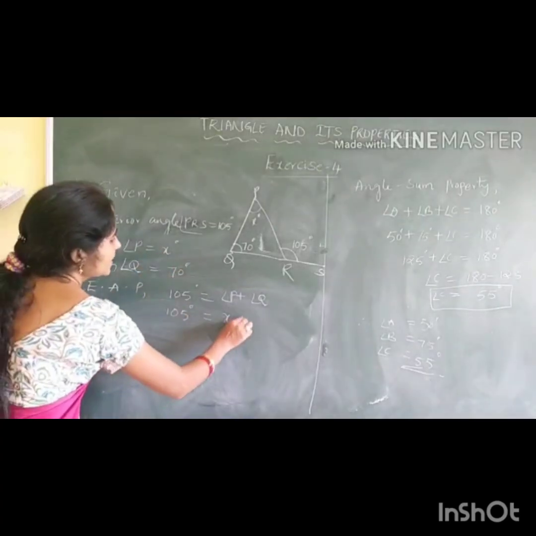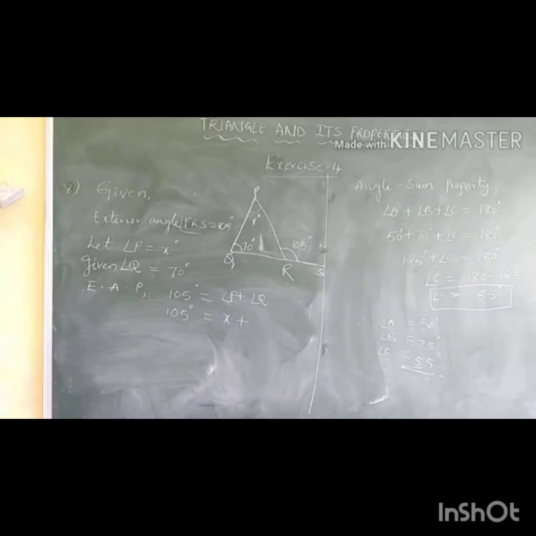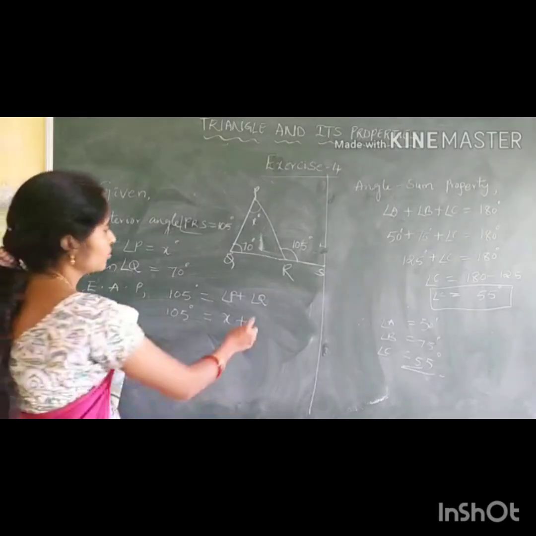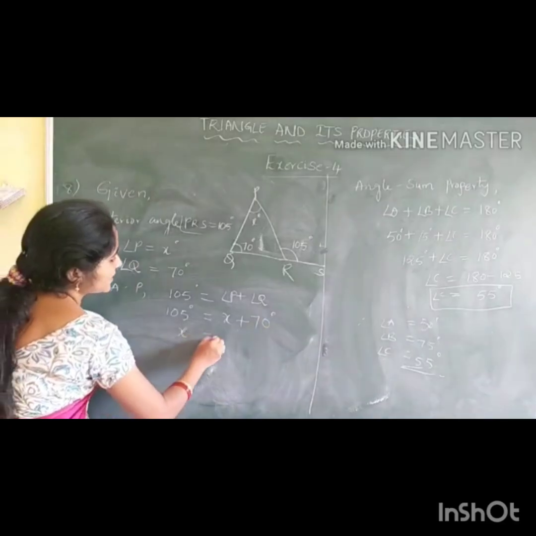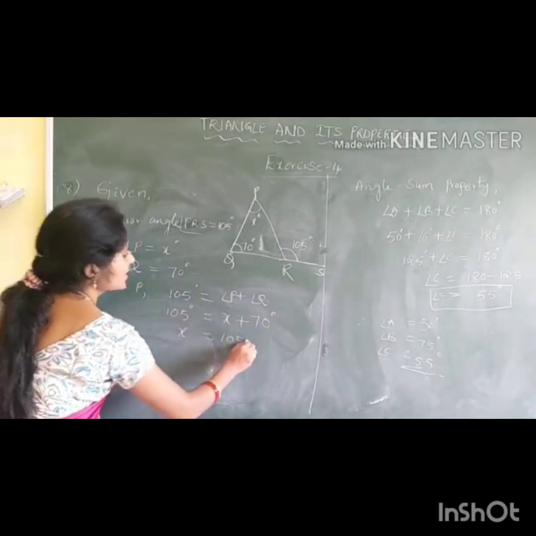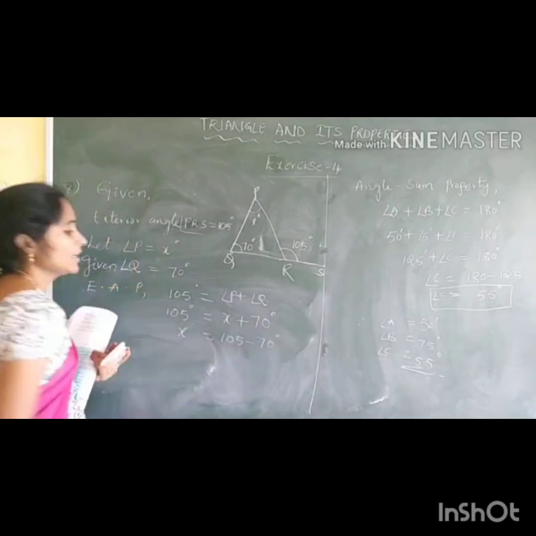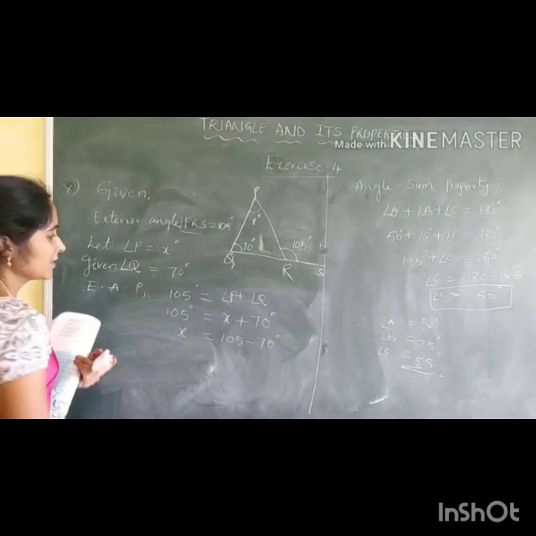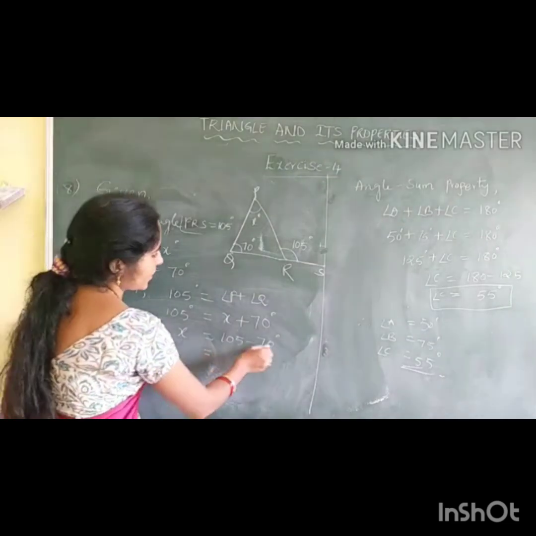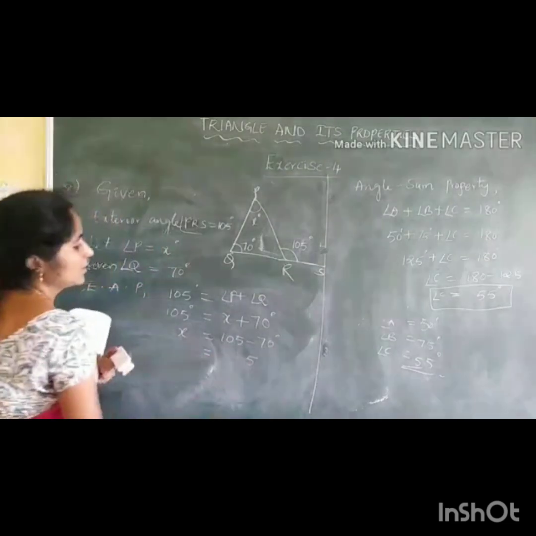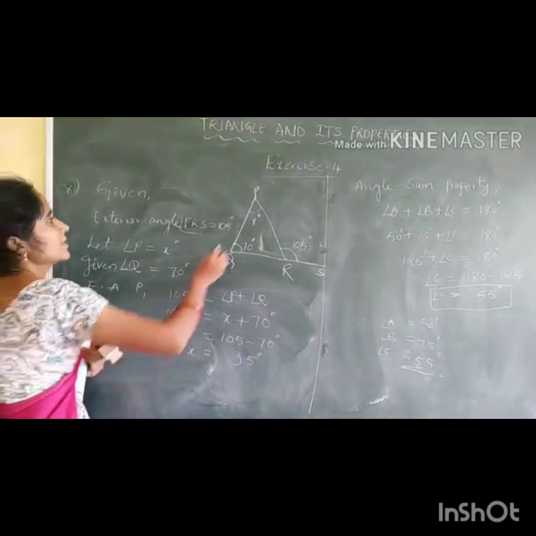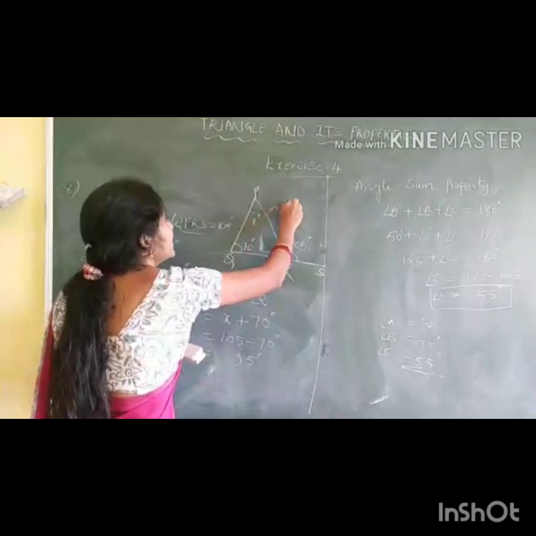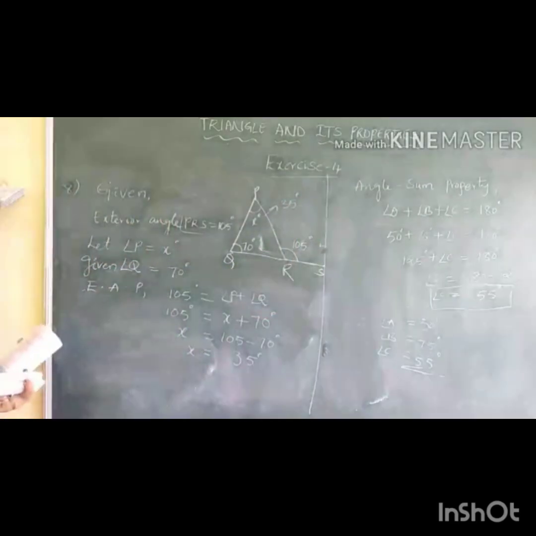Angle P is x, substitute the P value there, and angle Q is 70 degrees. We want x, so 105, send that 70 degrees to the opposite side, then it should be subtracted. 5 minus 0, 5. 10 minus 7, 3. So x is 35 degrees. So angle P is 35 degrees here.